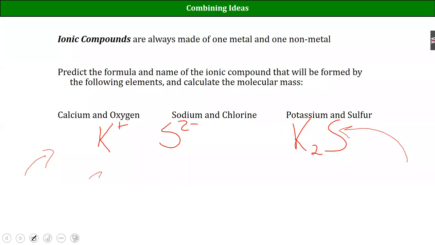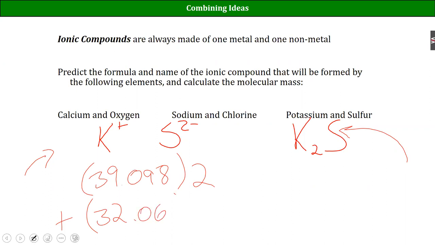So 39.098 times two plus 32.06. And you can write AMU or grams per mole. We're going to use it as a conversion, usually in grams per mole. But for the sake of just showing units here, you can write AMU and it's just as correct. So our total molecular weight now is just the sum of the pieces. 78 plus 32, 110.